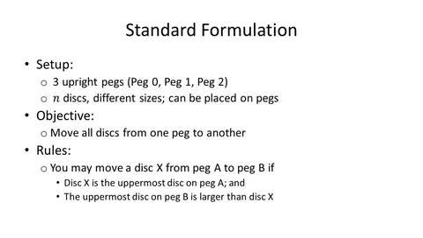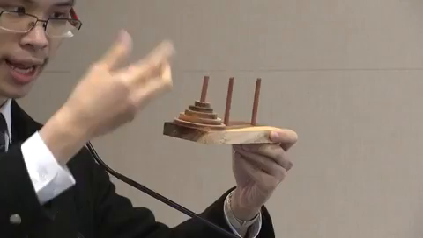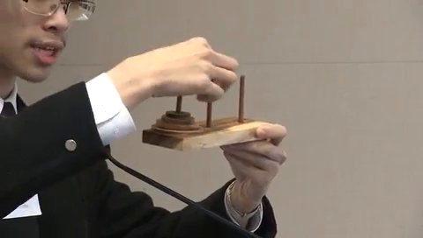So the standard Tower of Hanoi game involves 3 pegs and n disks of different sizes. For example, here n equals 5. The objective of the game in the specific sense is to move all of the disks from one peg to another, subject to the rules that I can only move one disk at a time. It must be the top disk of the peg, and I can only put it on a larger disk.